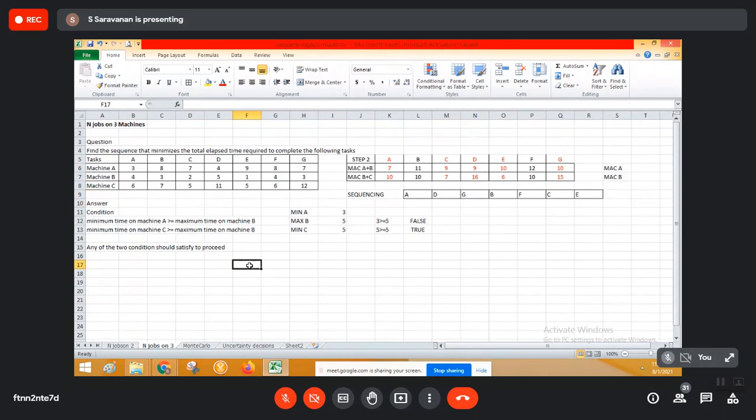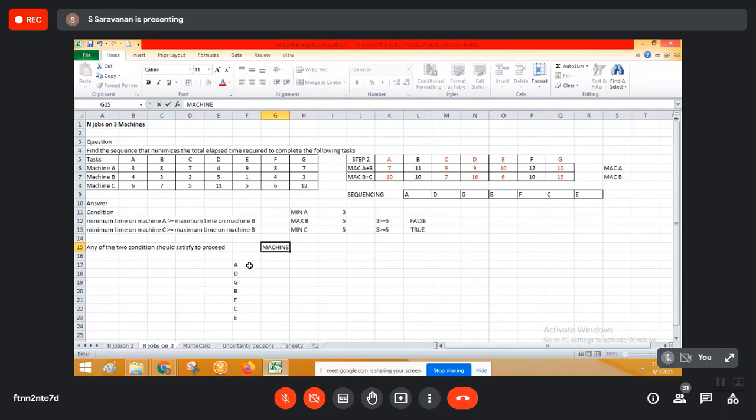So the sequencing is one more thing you have solved. Now you have completed something related to sequencing. So now you have a sequence A, D, G, B, F, C and E activity. How many machines do we have here? In this problem we have 3 machines.